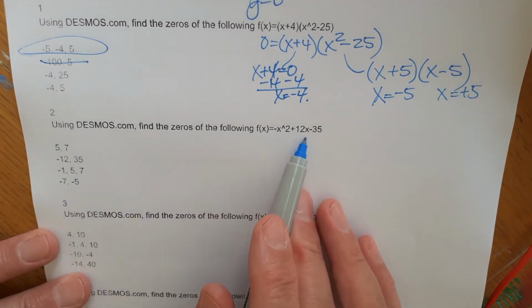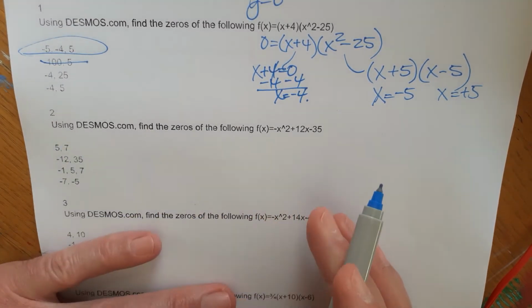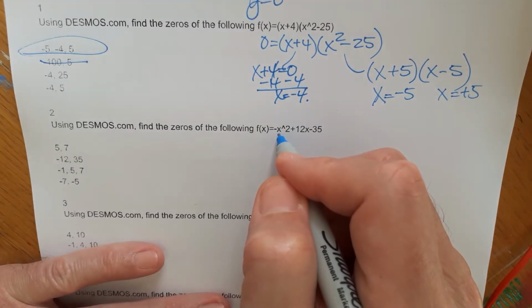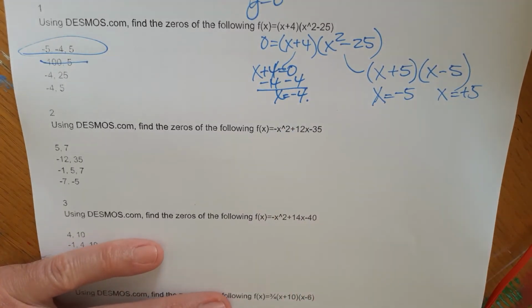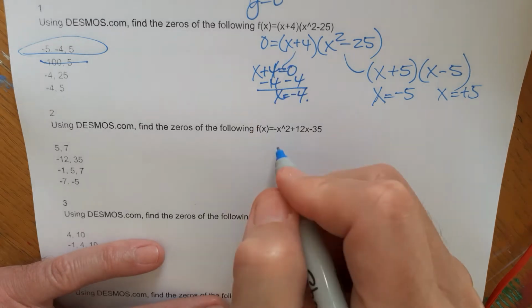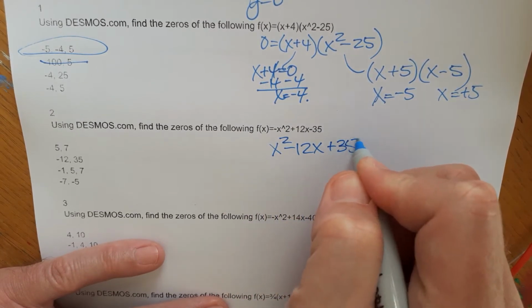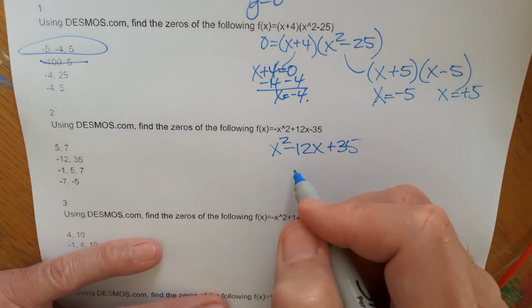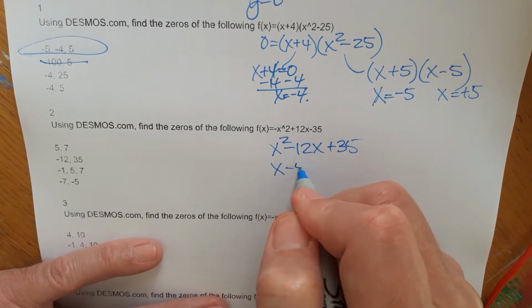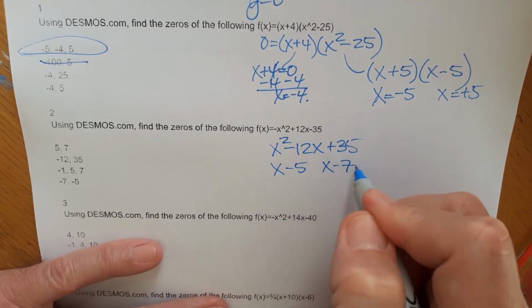Same instructions. It looks like we have to factor it. It looks like there's a negative going on in here. I'd probably multiply through by negative 1 and get rid of that. I wonder if I can do that. That would make this x squared minus 12x plus 35. Can I do that? What if I have an x minus 5, x minus 7?